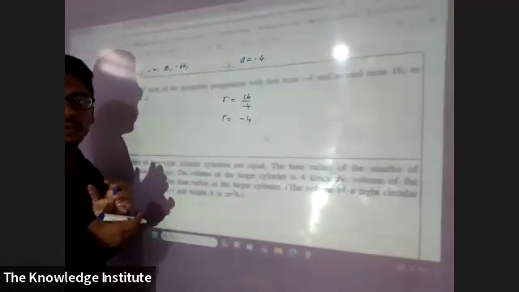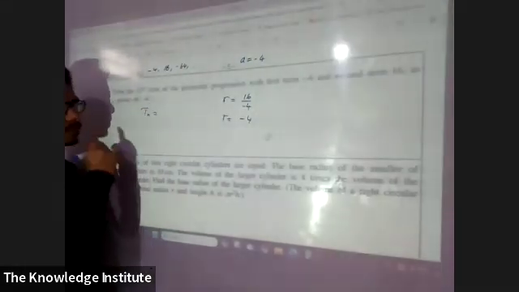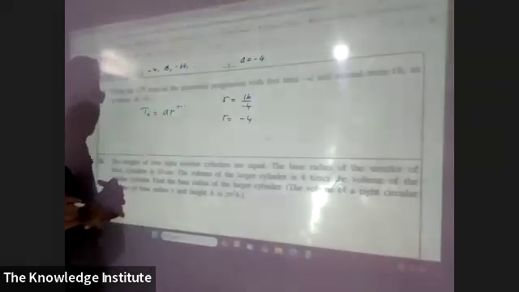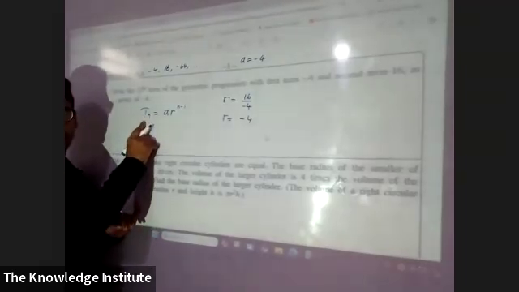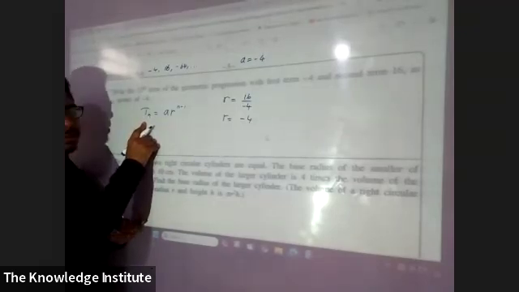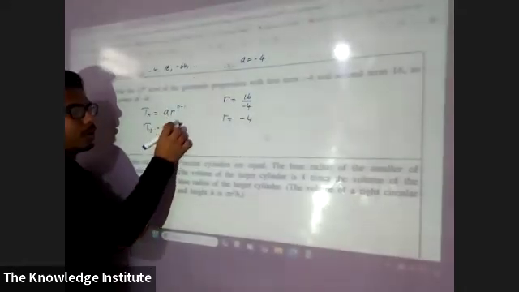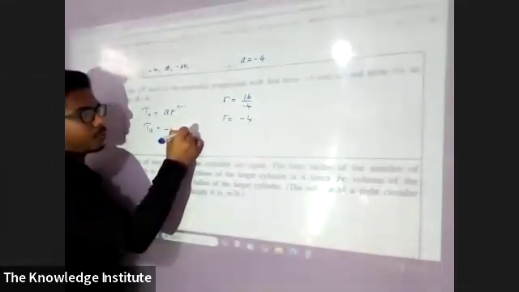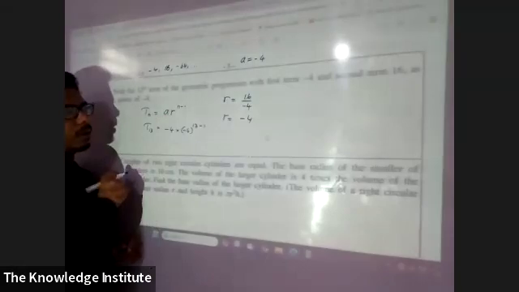Likewise, now you want to find the 13th term. We can use the formula to find the nth term, where Tn equals A R to the power n minus 1. This is the formula to find the nth term in a geometric progression. So for T13, A equals minus 4 and R equals minus 4, to the power 13 minus 1. Here n equals 13, with 13 minus 1.